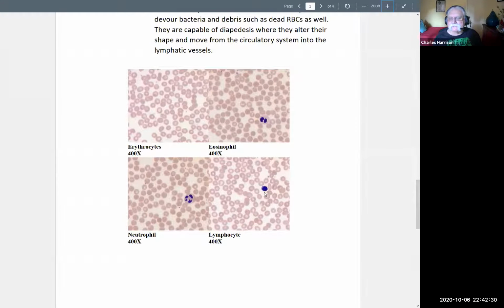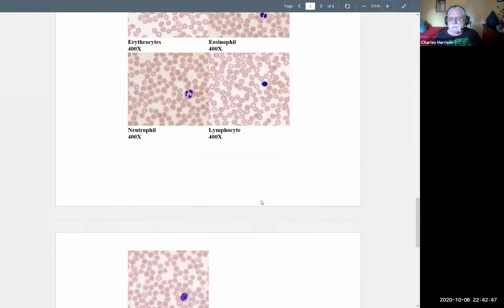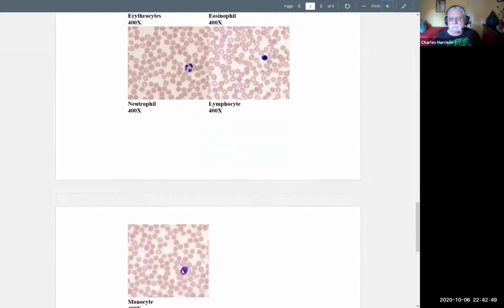This is the lymphocyte. This is the other agranular white blood cell. Its nucleus in this picture or orientation is taking up its entire contents. But look how much smaller it is compared to this one. When it's only one solid nucleus, it's going to be a monocyte or a lymphocyte.